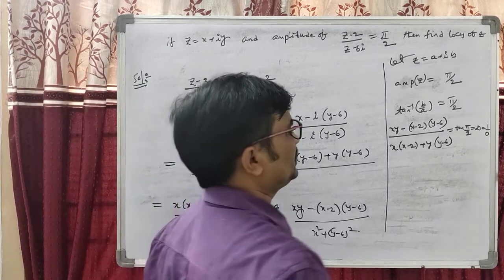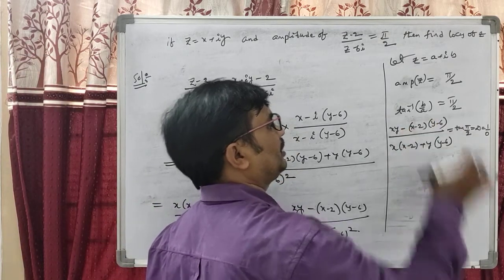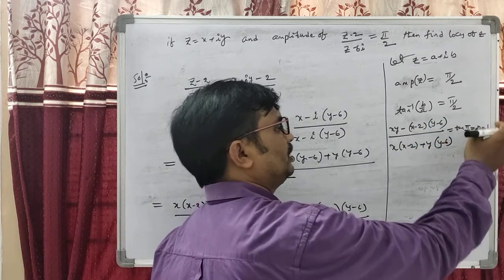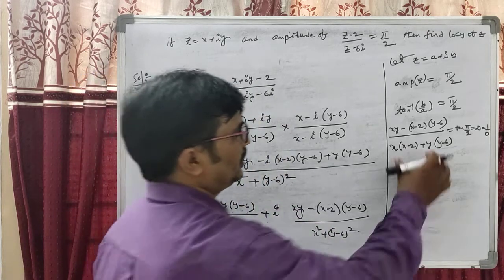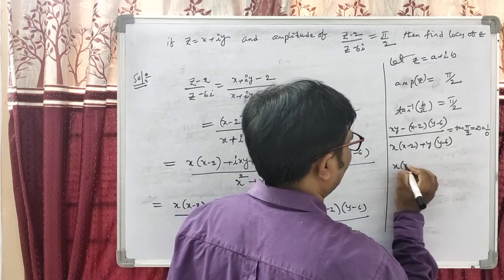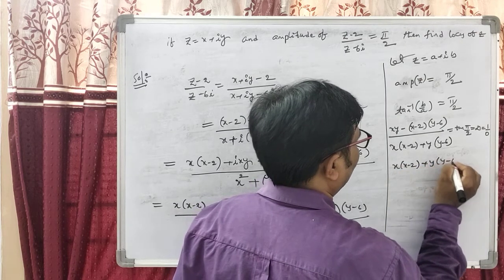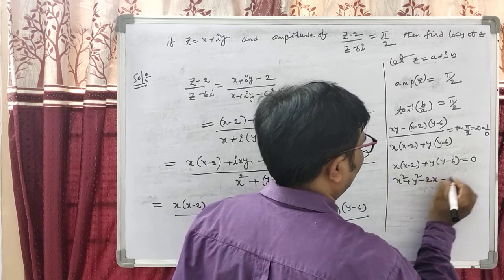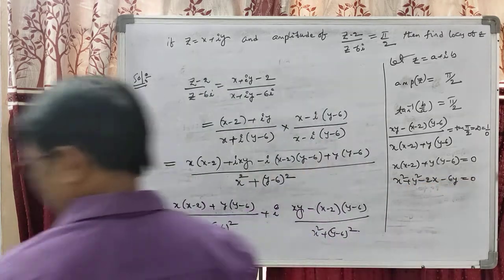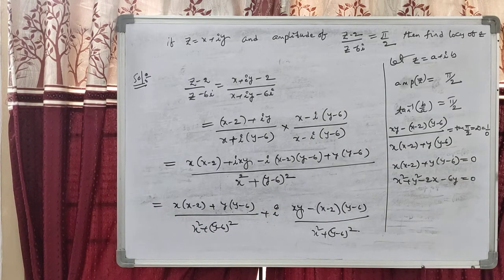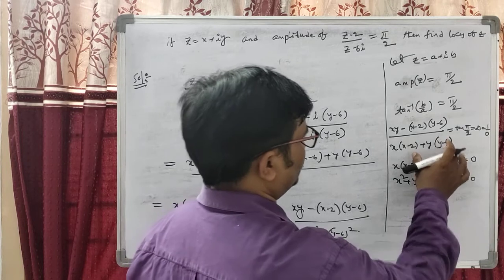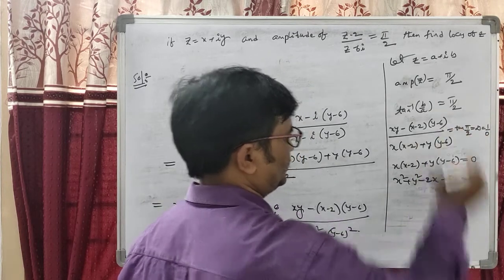So this must be greater than 0, this must be 0, like 1 by 0, 2 by 0, 3 by 0. So it can be written as x into x minus 2, y into y minus 6 must be 0. That is x square plus y square minus 2x minus 6y. Undoubtedly, x square plus y square minus 2x minus 6y is 0. This must be 0. After cross multiplication, this is 0.